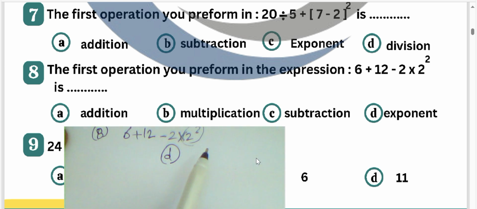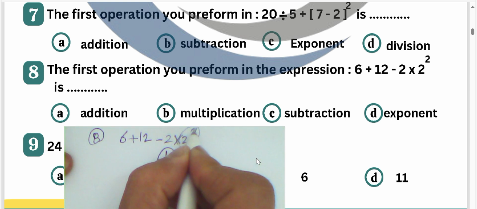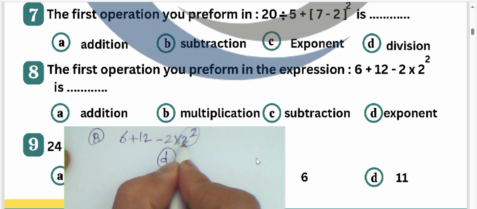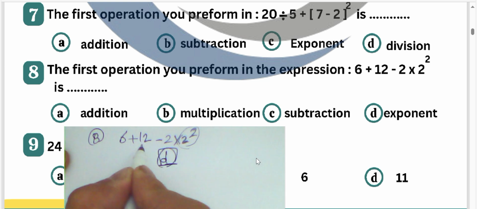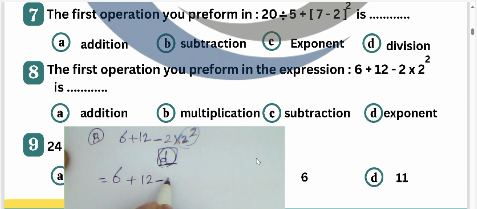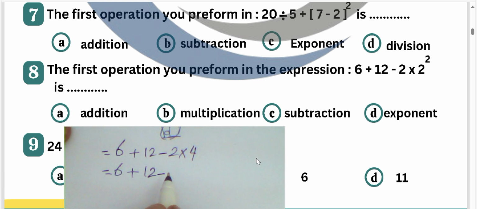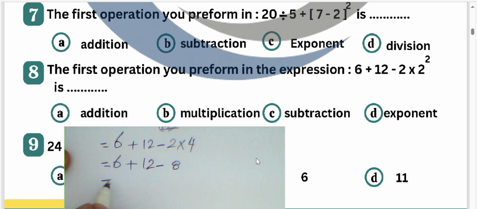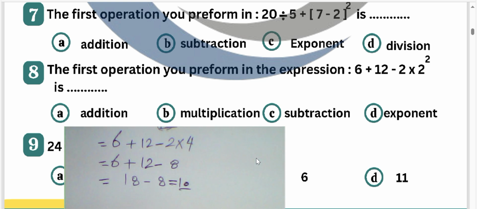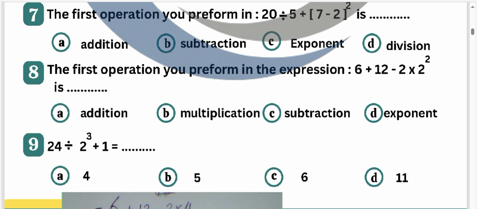Parentheses first, exponent next. Exponent here means 2 power 2. So the first operation in this expression is exponent. Choose letter D. And the result: 6 plus 12, subtract 2 times 2 power 2, which is 4. Then 2 times 4 is 8. Then 6 plus 12 is 18, minus 8, the result is 10.